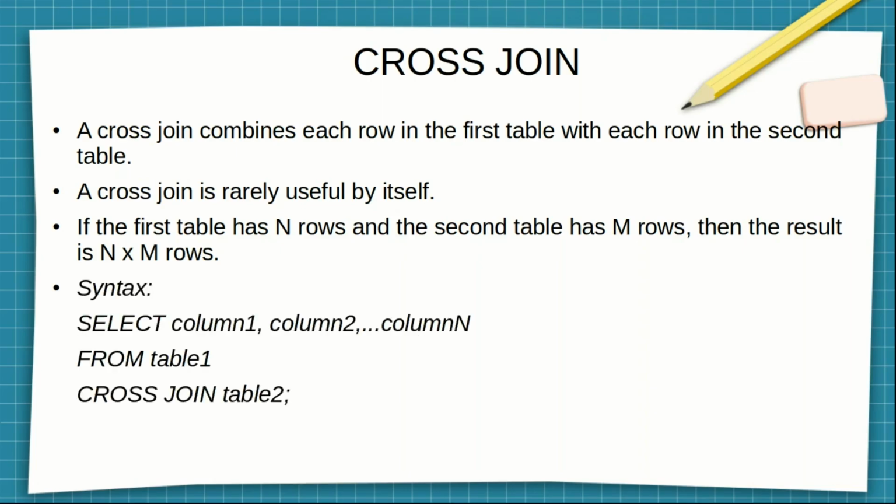We mention column names in select statement from table 1 cross join table 2. The output of cross join can be made more useful by applying filters in where condition. Suppose we have two tables. Table T1 with a column col1. It has 3 rows. Table T2 also has a column with the same name col1. Table T2 has 4 rows.